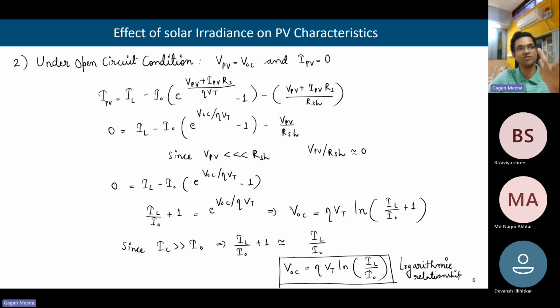Here we can see that the open circuit voltage has a logarithmic relationship with respect to IL, the light generated current. We know that IL has a linear relationship and directly depends upon the irradiance. So the open circuit voltage has a logarithmic relationship. If the irradiance increases, the voltage increases very little.